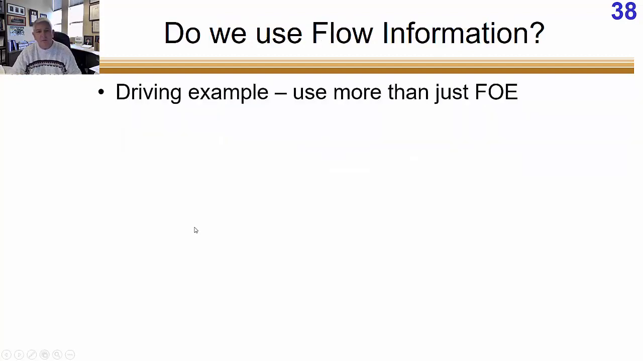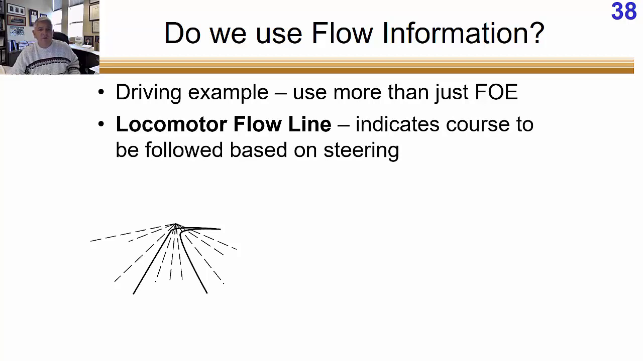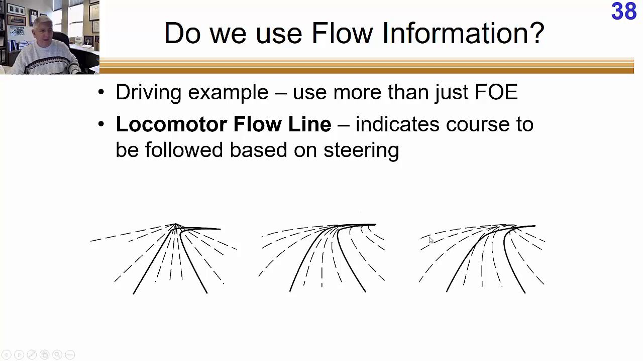All right, so using this driving example, we use more than just the focus of expansion, right? We're using optic flow and how optic flow is going to change based on moving straight or moving in a curve, right? So we call those lines that are moving like that locomotor flow lines, and this is going to tell us the optimal course to steer the car on. So here we see locomotor flow lines that are going to have optic flow that'll wrap around this corner. If we misjudge that, right, then we're going to misjudge the corner.